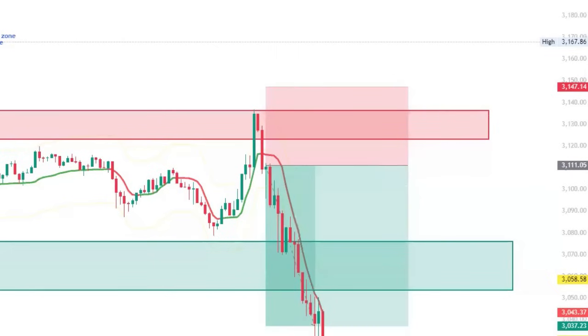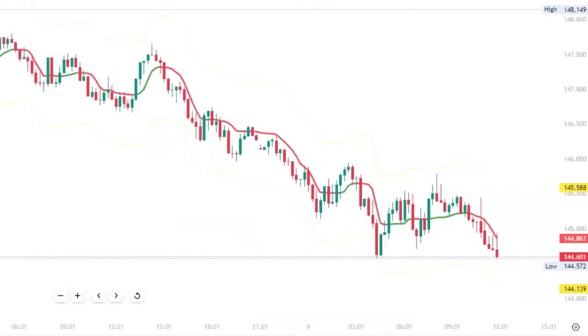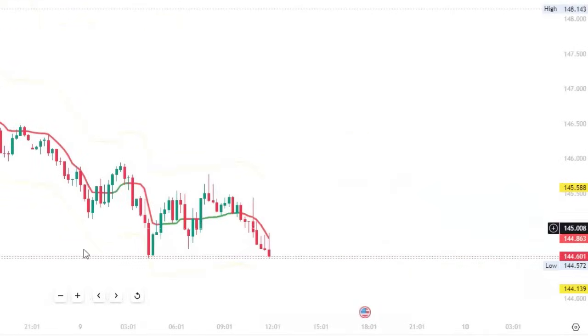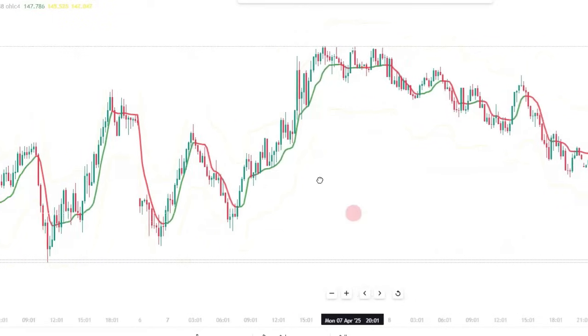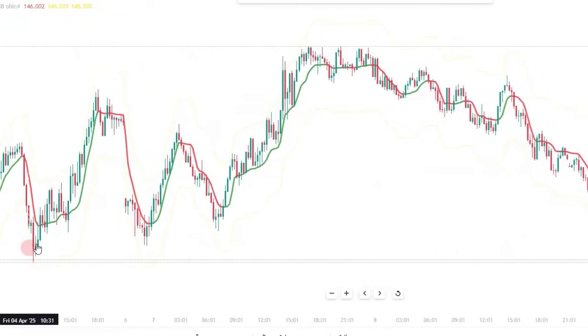So can we do this on other pairs? Yes, we sure can. So let's look at where we are on USDJPY. All right, I like where we are. Why do I say that? We're literally at a demand zone. So we're going to be looking for buys back into this area.